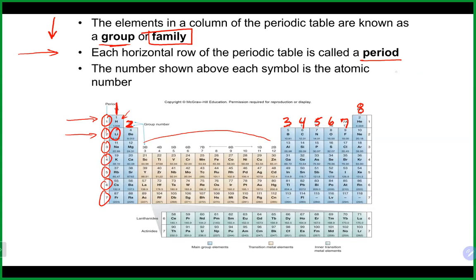As we've been talking about, the number up on top of the symbol is the atomic number. And as we talked about last time and today as well, that obviously is the number of protons in an atom.